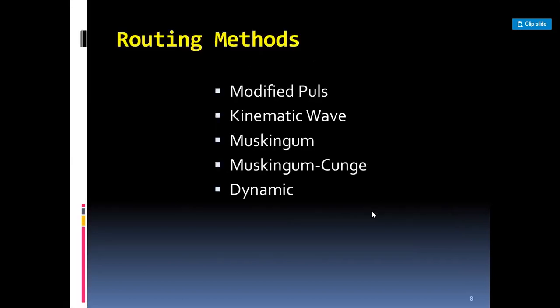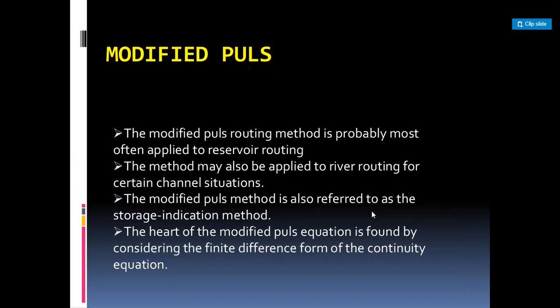Routing methods here are: modified pulse, kinematic wave, Muskingum, and conjugate and dynamic. Modified pulse: the modified pulse routing method is probably most often applied to reservoir routing. The method may also be applied to river routing for certain channel situations. The modified pulse method is also referred to as the storage indication method.